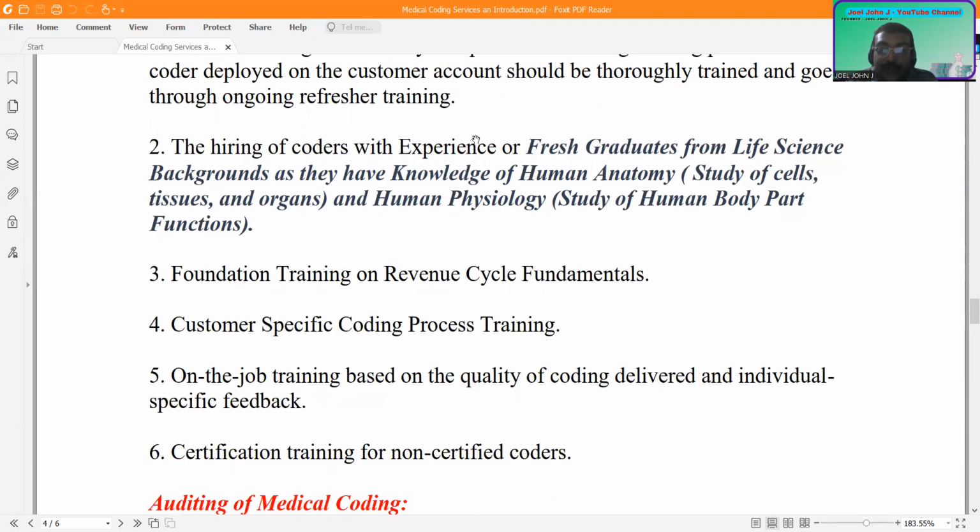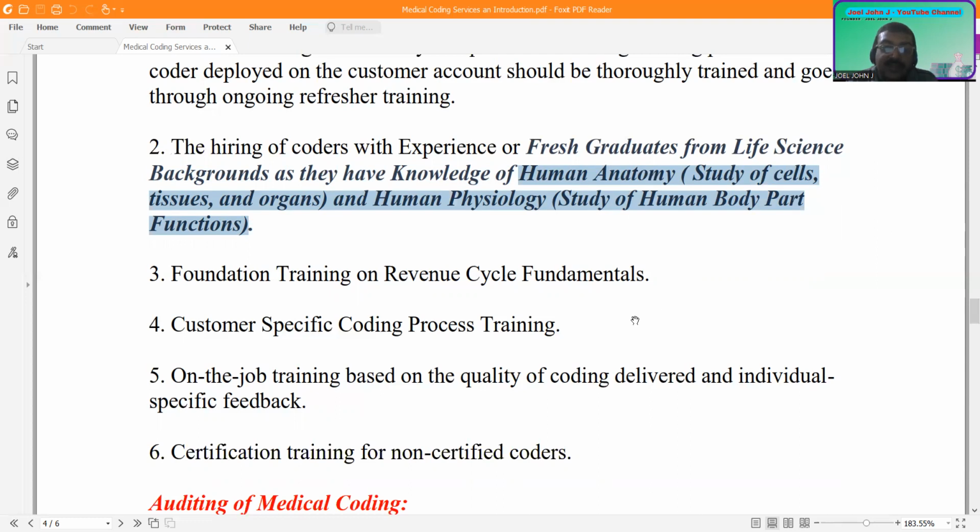Hiring of coders with experience, or fresh graduates from a life science background. Why are they hiring people from a life science background? Because they have knowledge of human anatomy, that is, the study of cells, tissues and organs, and human physiology. Physiology is the study of human bodily part functions. So if you are a fresher, a life science graduate, and you are going for an interview, these two topics, human anatomy and human physiology, are something you have to study again.